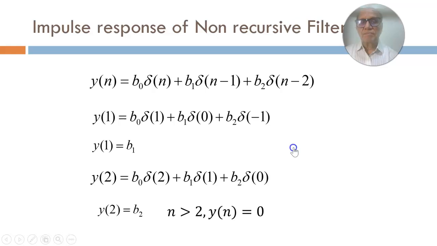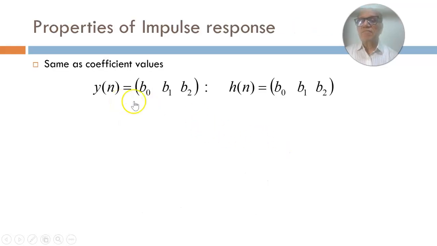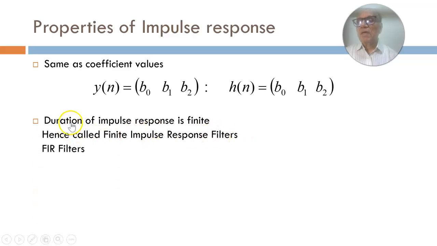So what have we shown? We have shown that y[n] is equal to b0, b1, b2 when the input is a unit impulse. In other words, the impulse response is also equal to b0, b1, b2. Now, as you can see, this is the impulse response and the duration is clearly finite. So since the duration of the impulse response is finite, this kind of filter is also called a finite impulse response filter, or an FIR filter.